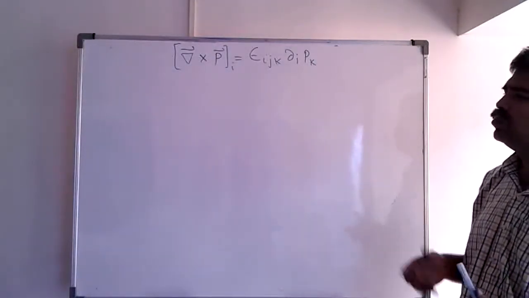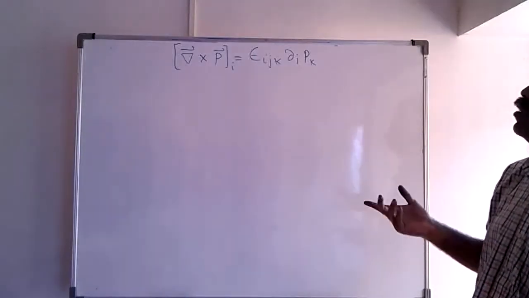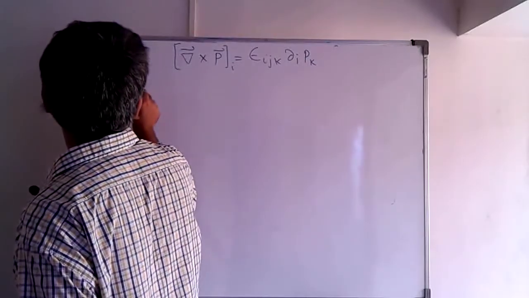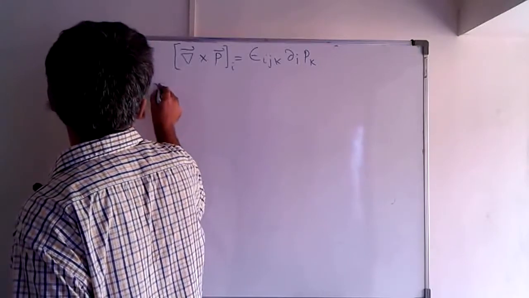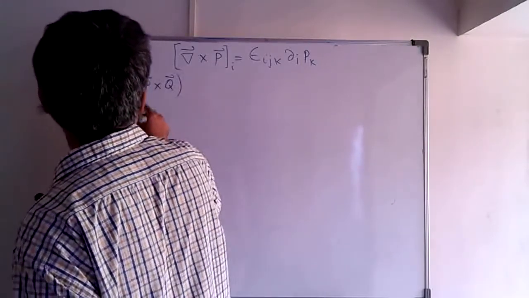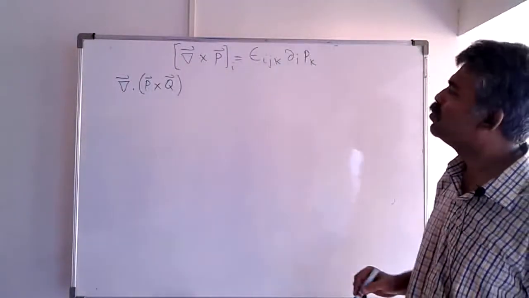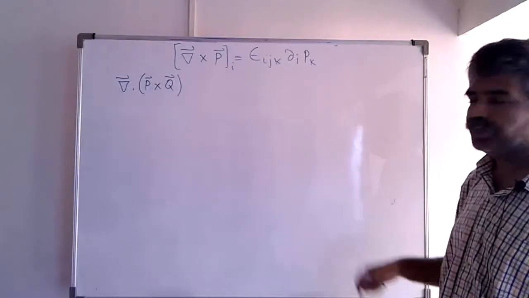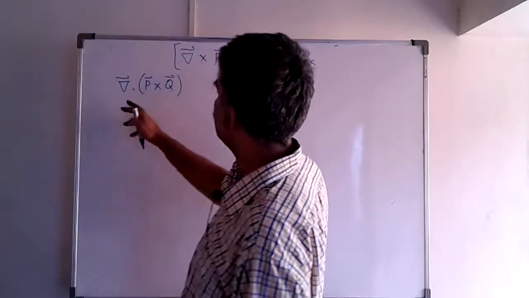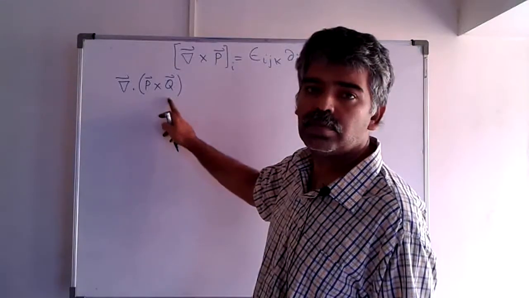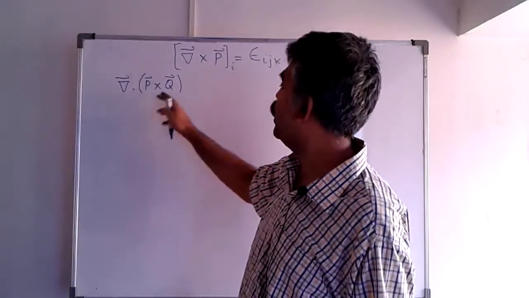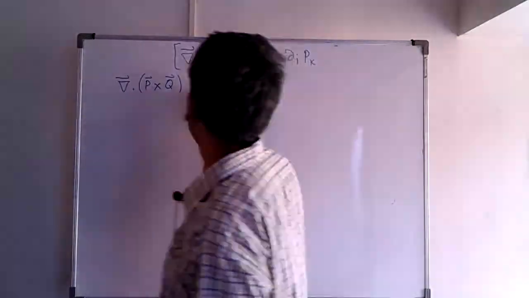Now tell me, let's do a very simple one. What is del dot P cross Q? What is the identity? How can you prove this? How can you prove it using tensors? Very simple. See, this is basically a scalar, so this is independent of any index. So if I write it in this index form, what will it be?